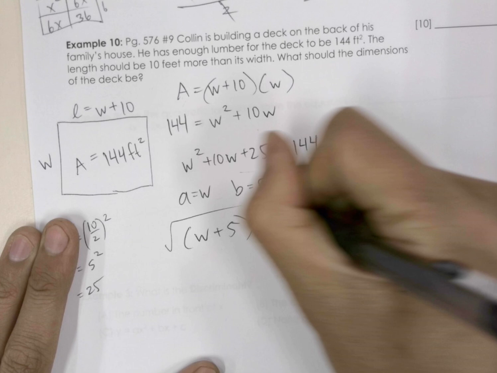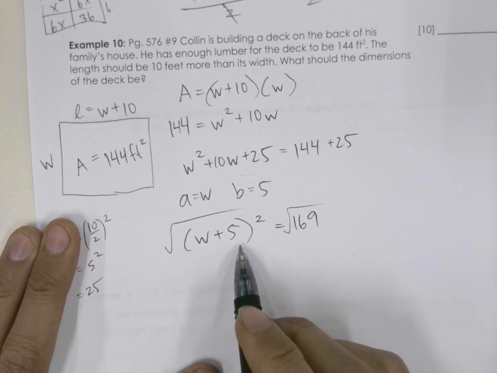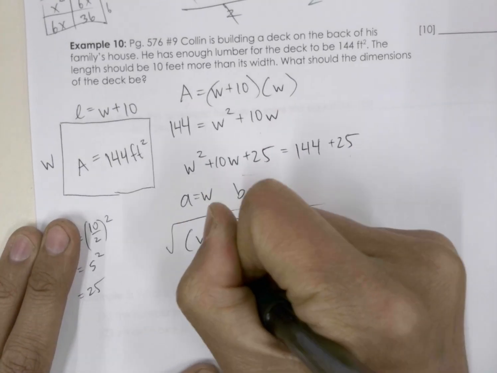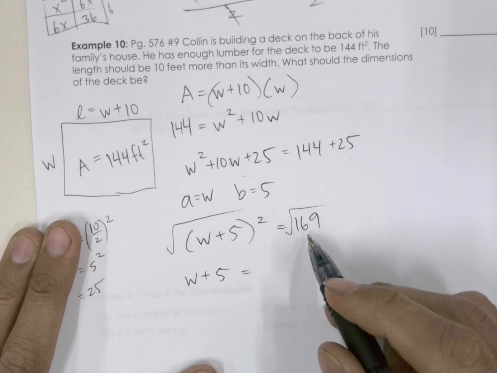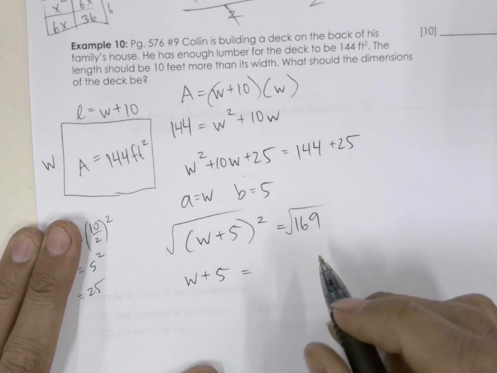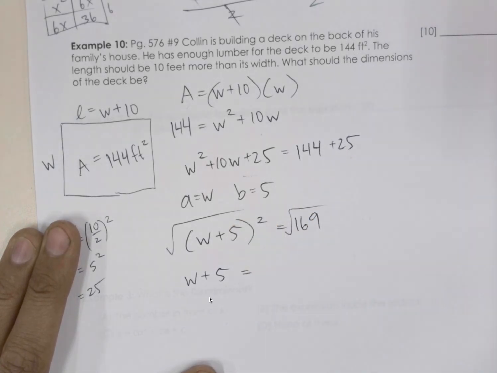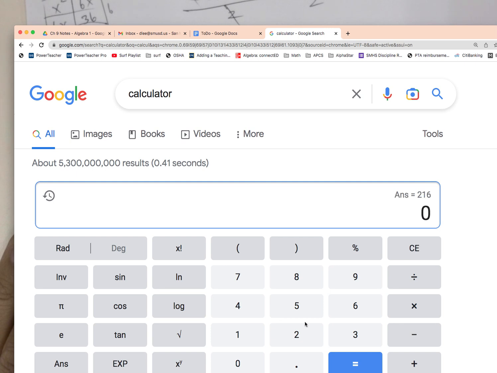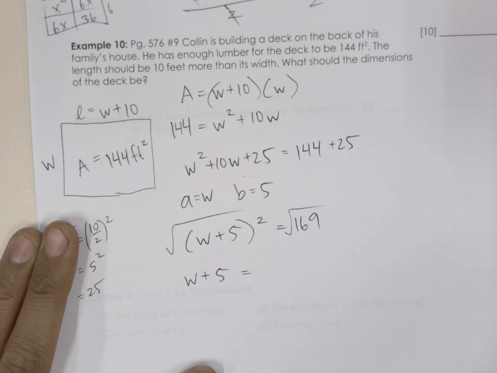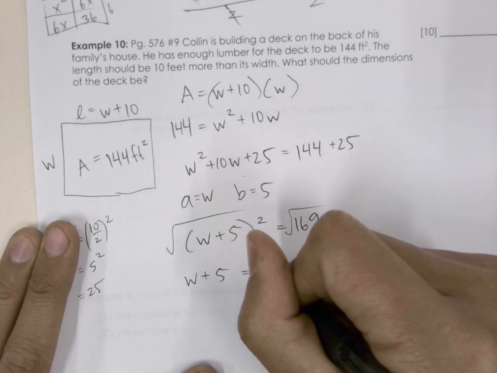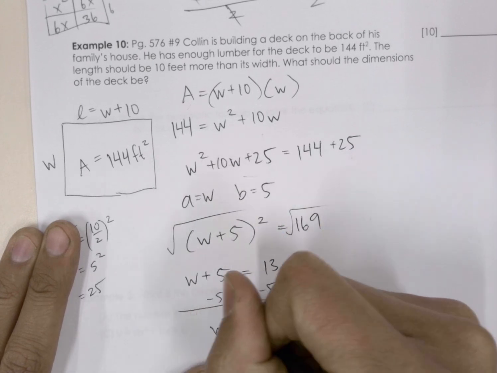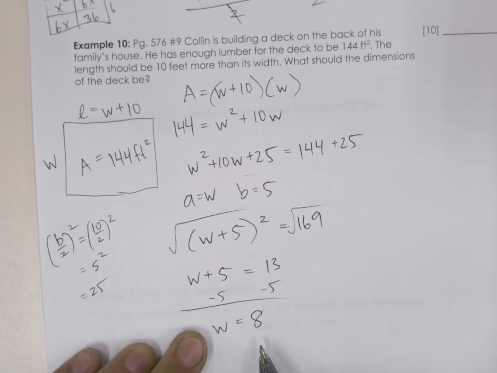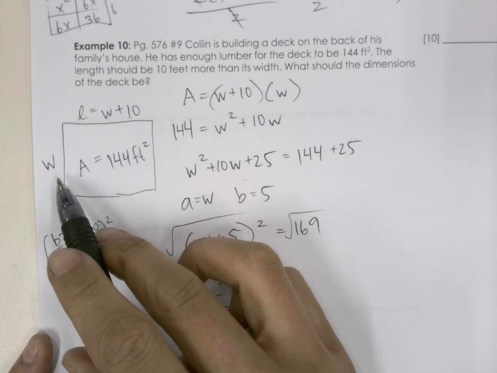So to solve for W, I'm going to take the square root of both sides. I'm going to pull out a W plus 5, and that's going to equal, so this is going to be 13 squared, right? 13 times 13 is 169. So I can pull out a 13. Right? And then I'm going to subtract 5 from both sides to solve for W, and I get W is equal to 8 feet.